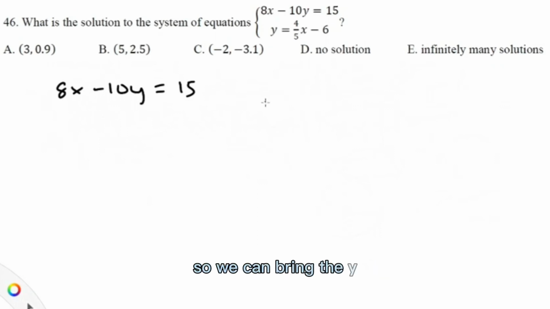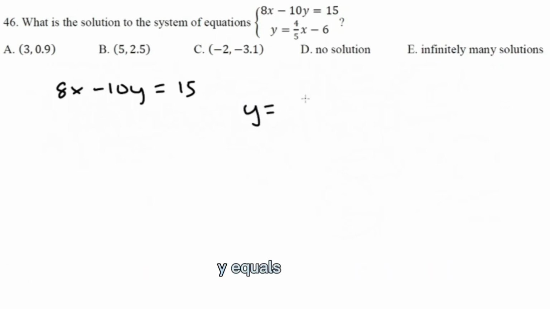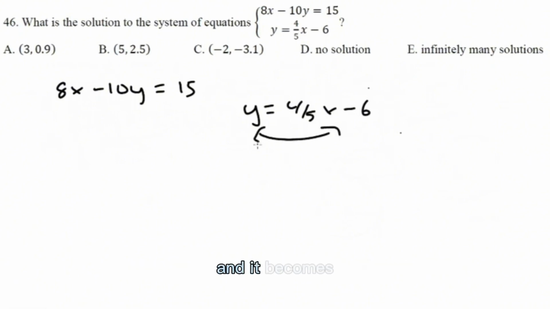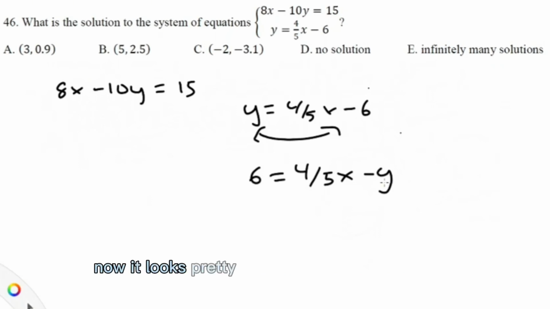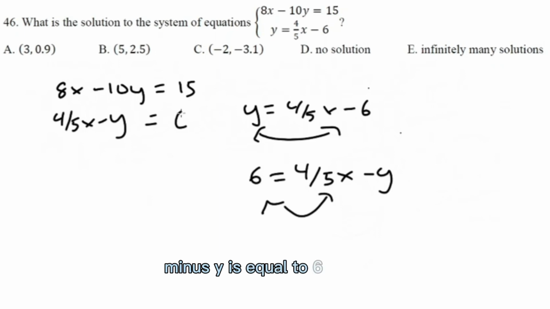Now the second equation, we can change it a bit to make it similar to the first one. So we can bring the y and the negative 6 to the opposite side to make it y equals 4/5 of x minus 6. Then you do the switching sides of these two, and it becomes 6 is equal to 4/5 of x minus y. Now it looks pretty similar to this one right here. And you can just switch the order now of both of these sides. So now the bottom equation becomes 4/5 of x minus y is equal to 6.